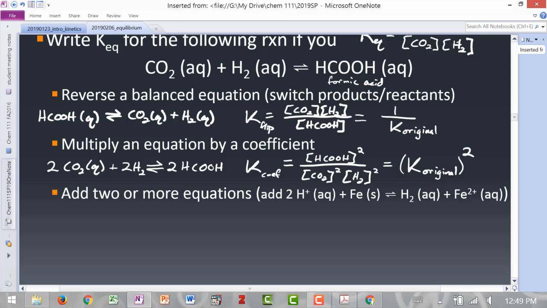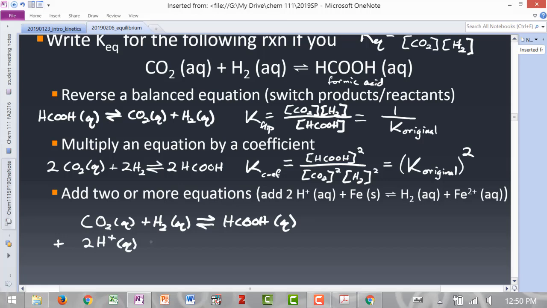Sometimes, when you're doing Hess's Law, sometimes even when you're not doing Hess's Law, you gotta add equations to get some sort of overall, which we actually already did in rate determining step. Let's add this equation here, 2H plus and iron, to our original equation. So CO2 aqueous plus hydrogen aqueous is in equilibrium with formic acid, aqueous. And to that, I will add protons, solid iron, and then the products will be hydrogen and iron 2 plus.